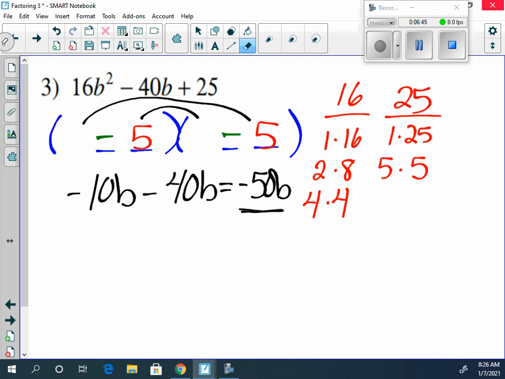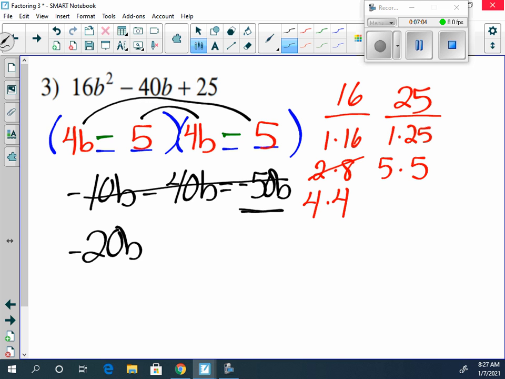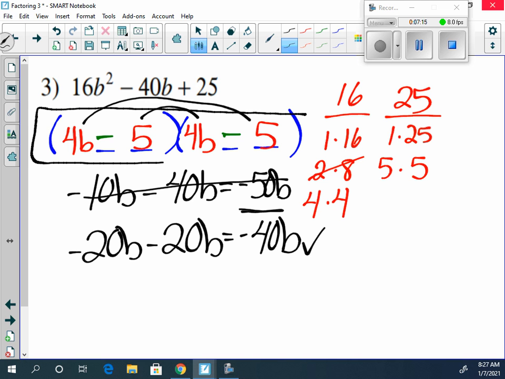So let's switch out the 2b and 8b. So that one. 4 and 4? 4b and 4b. Now, if we try this one here, well, 4b times negative 5 would be negative 20b. Negative 5 times 4b would be negative 20b, which would give us our negative 40b that we wanted. So these here are our factors. And that's it. That's all we have to do for this here.